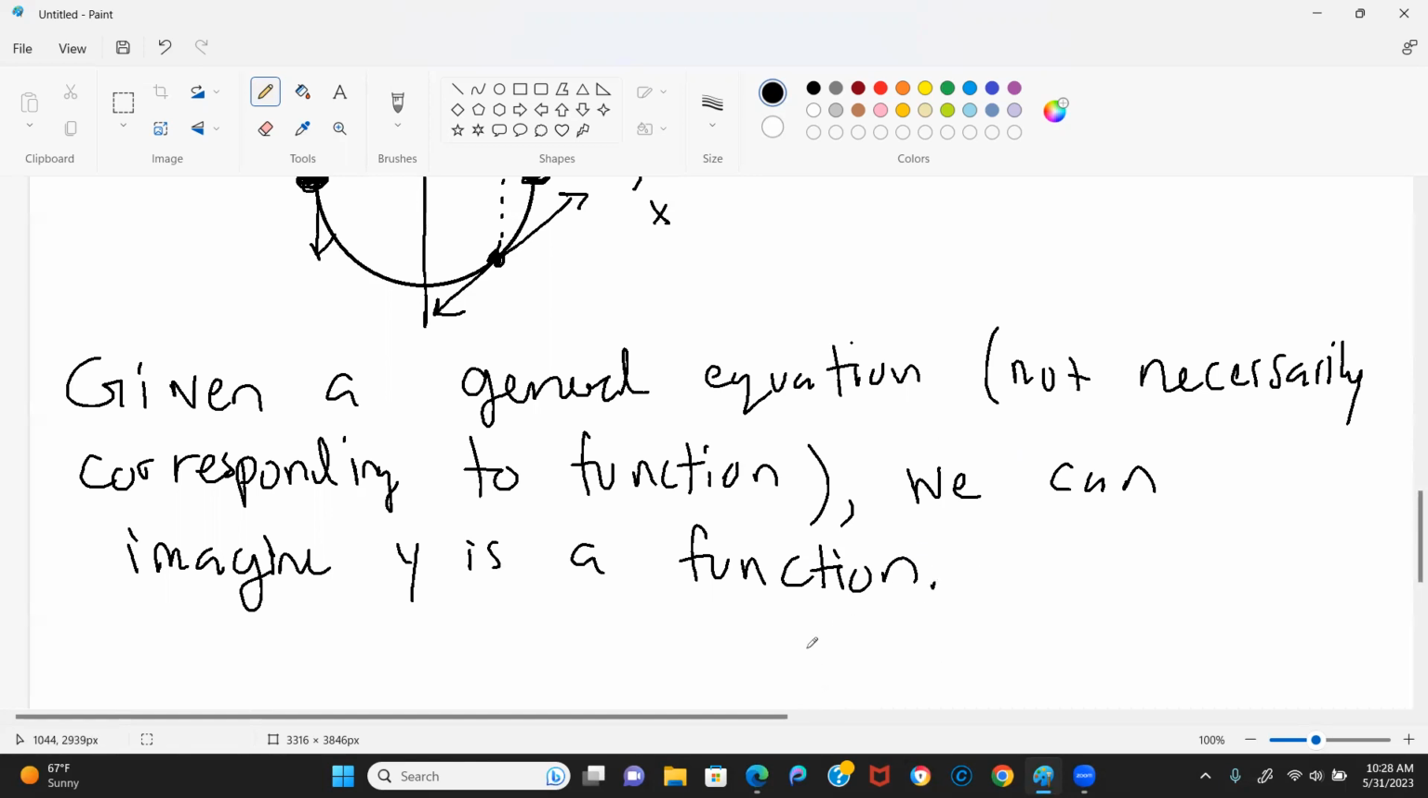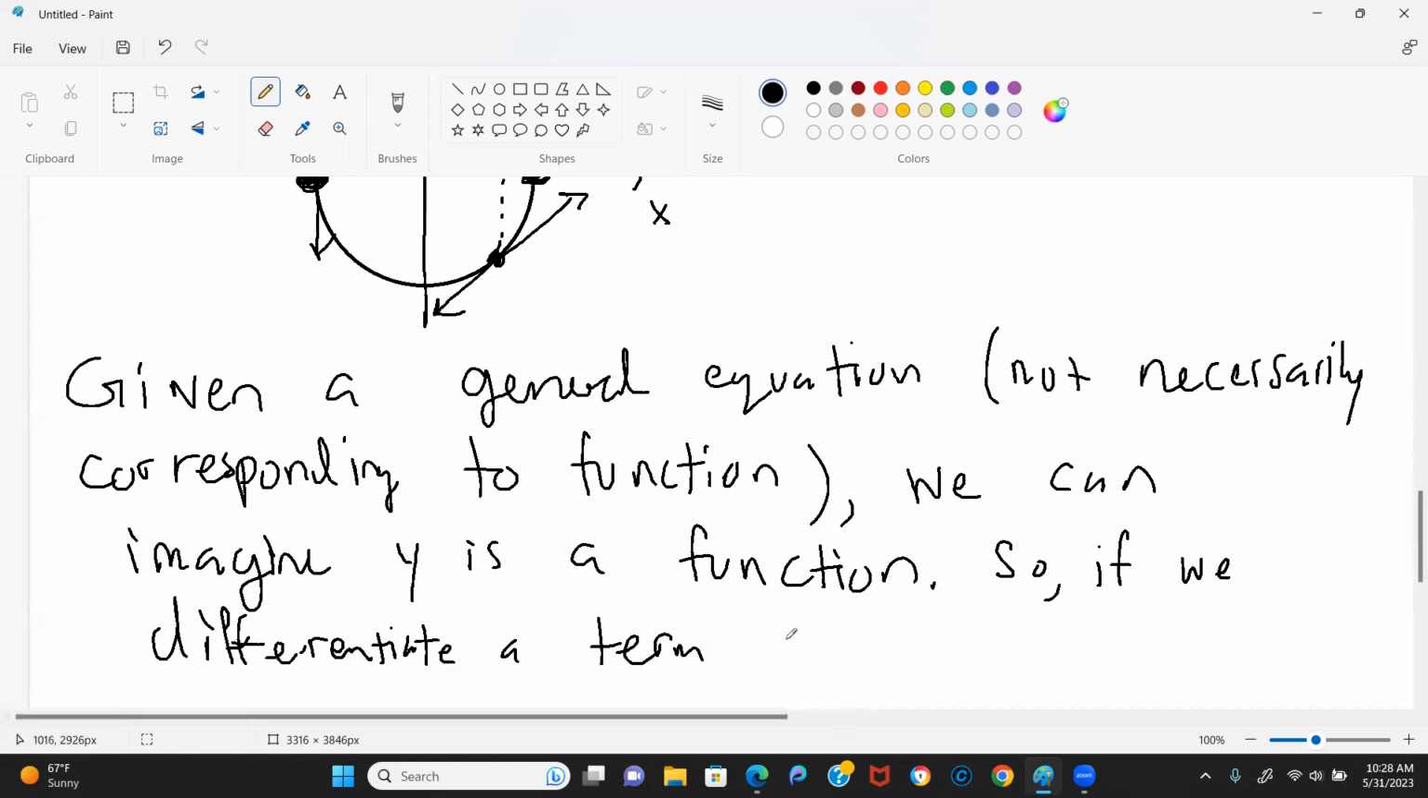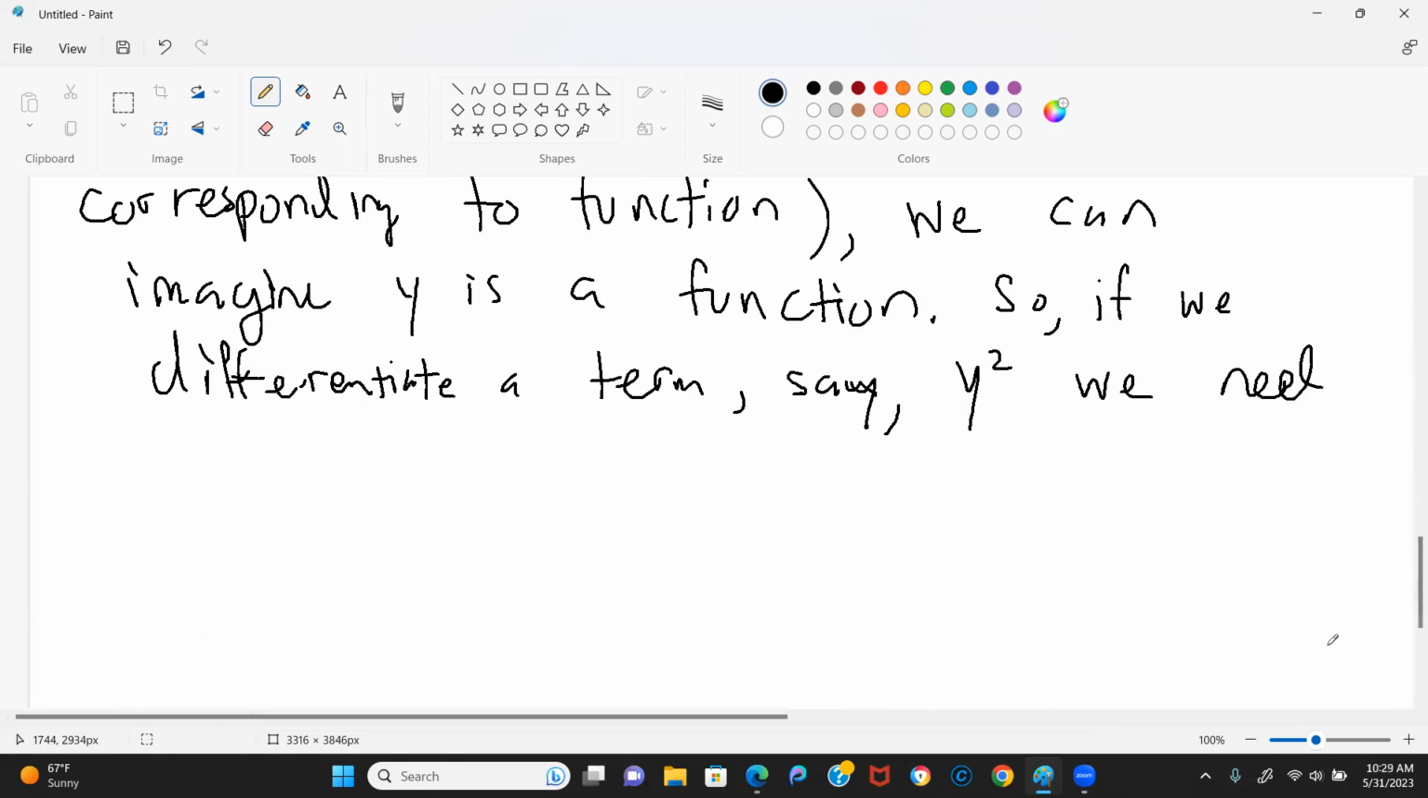So y is some function of x, and when we differentiate y, or we differentiate y to some power, we need to use the chain rule. So if we differentiate a term in the equation, say y squared, we need to use the chain rule.